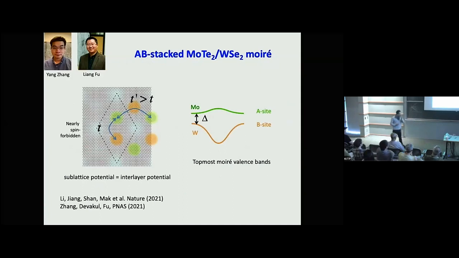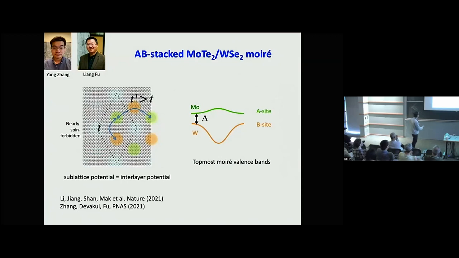The particular material that I will focus on is actually in collaboration with Liang Fu's group at the beginning, this AB stack molybdenite tungsten selenide Moiré. And what I'm showing here is actually the topmost valence band of the system, and there are two bands of particular interest, one actually from the Moiré orbital, which occupies a triangular lattice, and the other one, the next one, is from the tungsten orbital, occupying the B sublattice sites of a honeycomb.